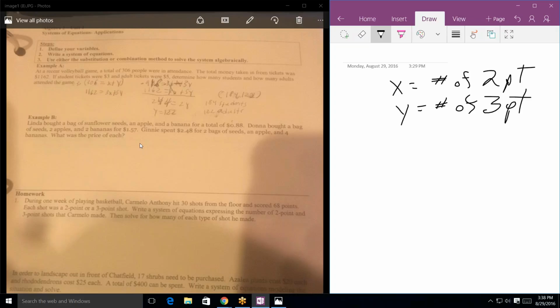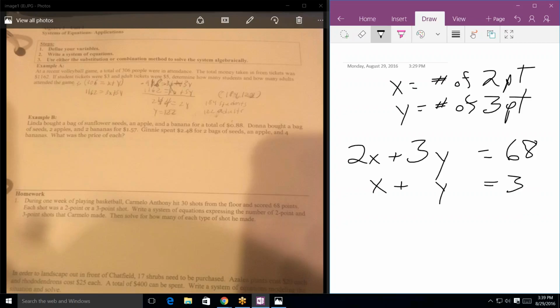He hit 30 shots from the floor and scored 68 points. What two equations can we write from that? What's going to equal 68 points? 2x plus 3y. What other equation can we get from that sentence? X plus y equals 30. Now you have two equations and two unknowns. Let's solve it. How do we solve that?